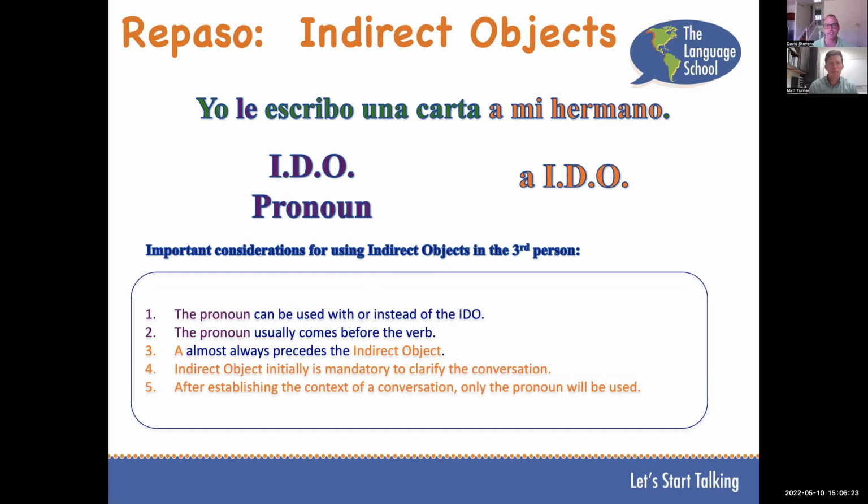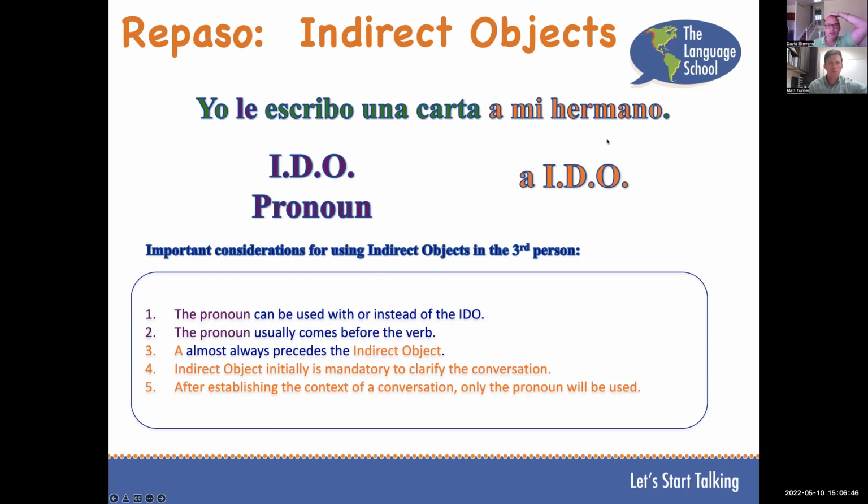So here's an example. Can you read this one to me? Yeah, yo le escribo una carta a mi hermano. Muy bien. So here's the third person, right? Le corresponds with a mi hermano, right? You can use them both at the same time, or you can leave off the a mi hermano, but you pretty much always need to use the le here in this situation.